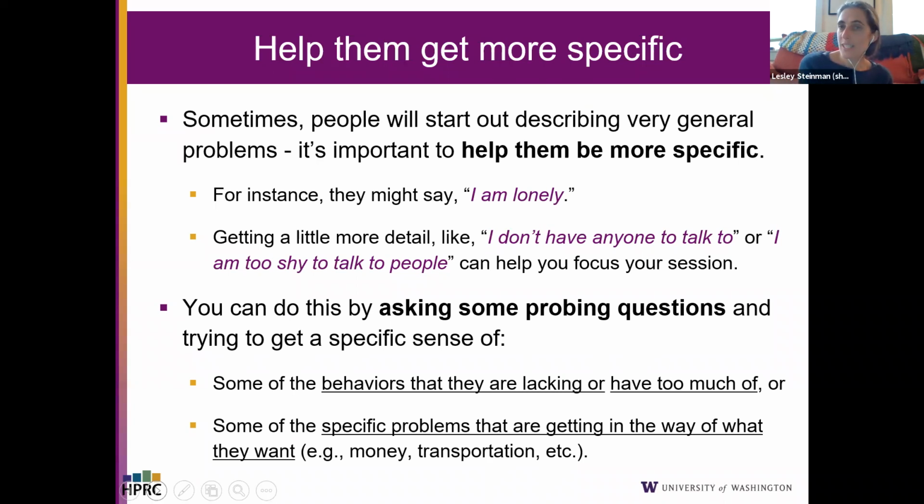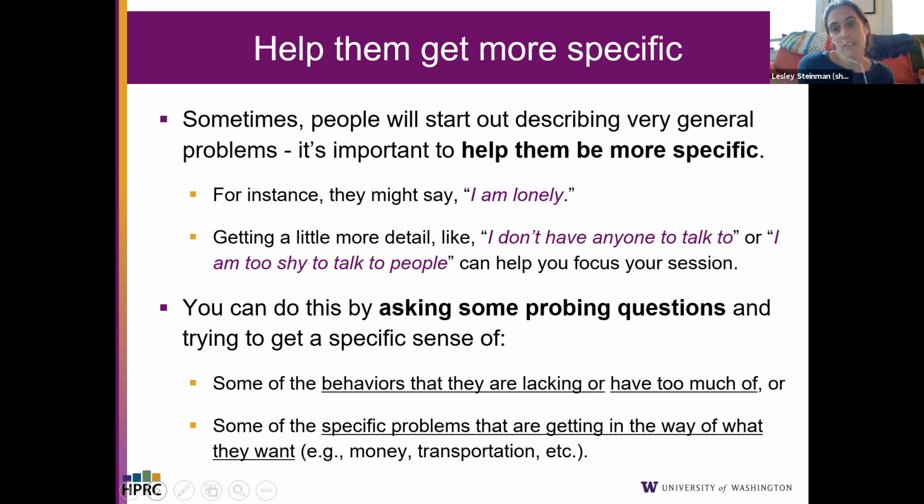And we talked about the lonely example last week. I think it's useful because it's really common. And so getting more specific is going to really help focus the rest of that worksheet. And this example of not having anyone to talk to versus being too shy to talk to people, you're going to come up with different solutions for that. If you're feeling too shy, you're going to be trying to work on how you help somebody feel less shy and boost up their self-esteem. Whereas if someone doesn't literally have somebody to talk to, you're going to think more about who are people they might connect with that might be in their life already, or they might be reaching out to.